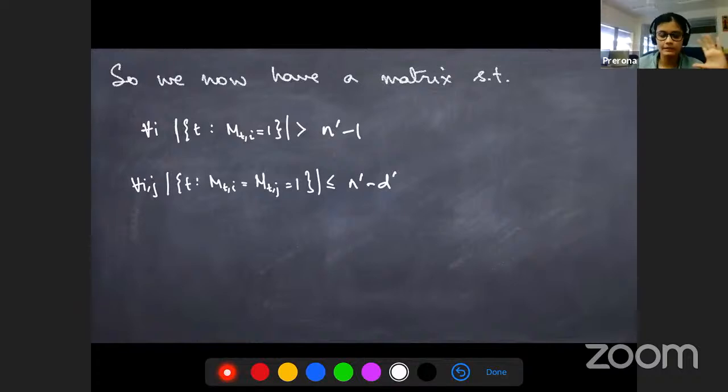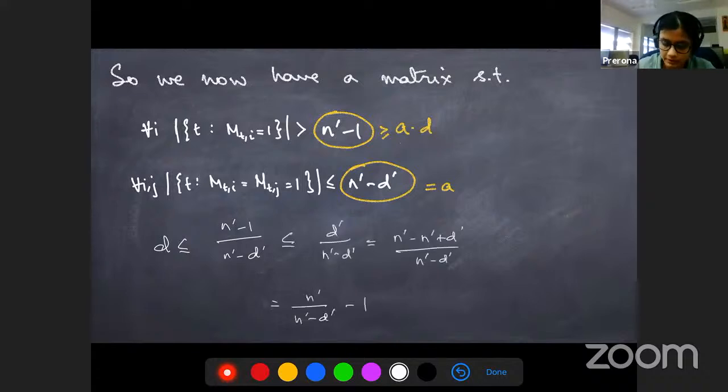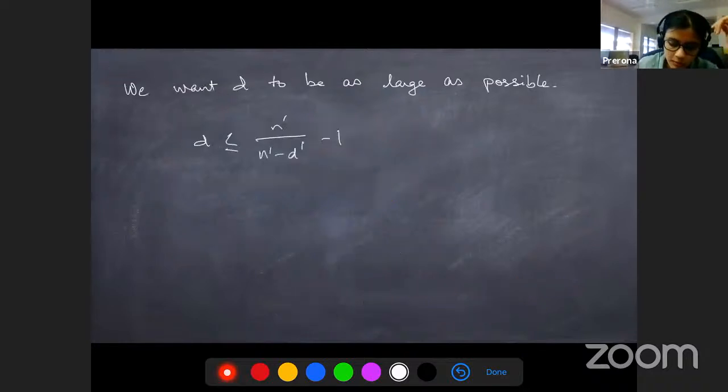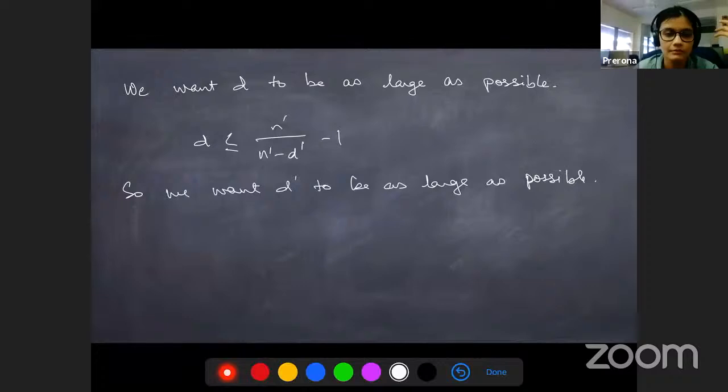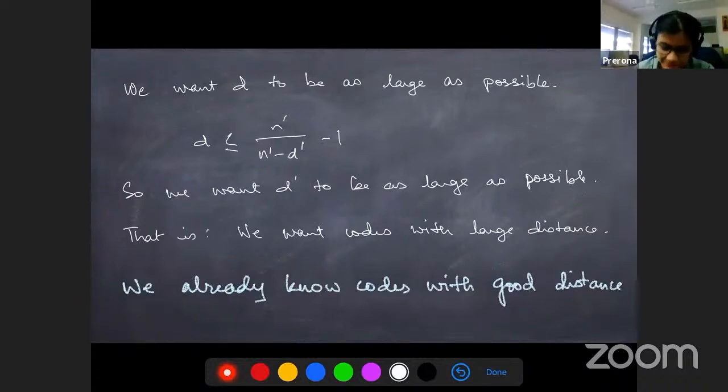So we now have a matrix with this property, and what we wanted was this to be A and this to be A times D. So if this is A and this is AD, then D becomes at most this thing, which turns out to be something. And this is what we want to maximize. We want to increase the bound that we assume the number of positives to be, because that's what we would want. Right? So what would that mean? We want D to be as large as possible, which would mean that for a fixed n prime, we would want the denominator to be as small as possible, which would mean that D prime should be as large as possible. That is, we need codes with large distance. But we know codes with good distance. The only problem, so we know codes with good distance.